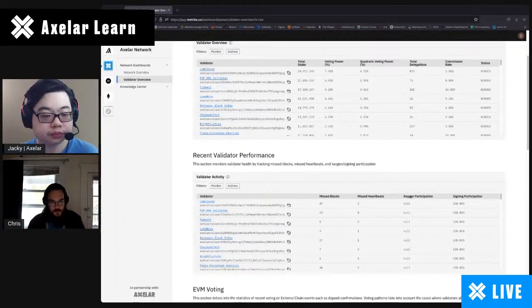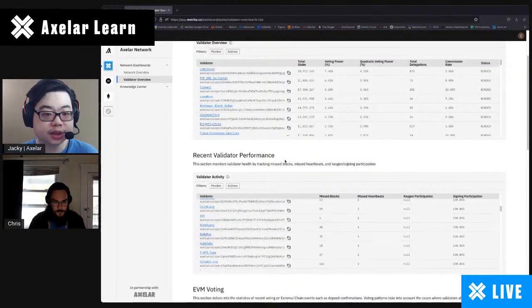Keygen participation shows the frequency at which they participate in keygen events or key rotation, which happens periodically. And signing requests tell when they are expected to sign or transfer assets to an external chain. If they fail to sign these within the timeout period of about an hour, they can't earn rewards for participation.